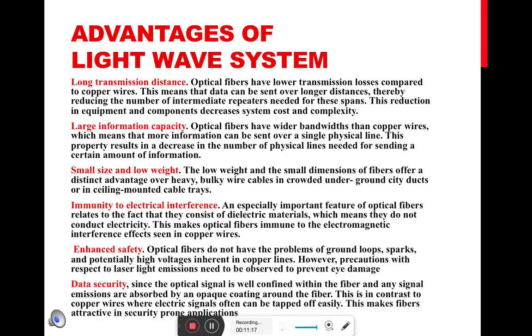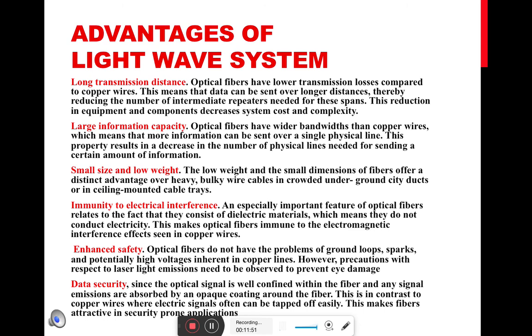So the advantages of a lightwave system are long transmission distance, large information capacity, small size and low weight, immunity to electrical interference, enhanced safety, and data security. Long transmission distance: as we all know, optical fiber has very little loss compared to conventional copper cables. Hence, due to this property of low loss, we can transmit signals a long distance through the optical fiber communication system or lightwave system.